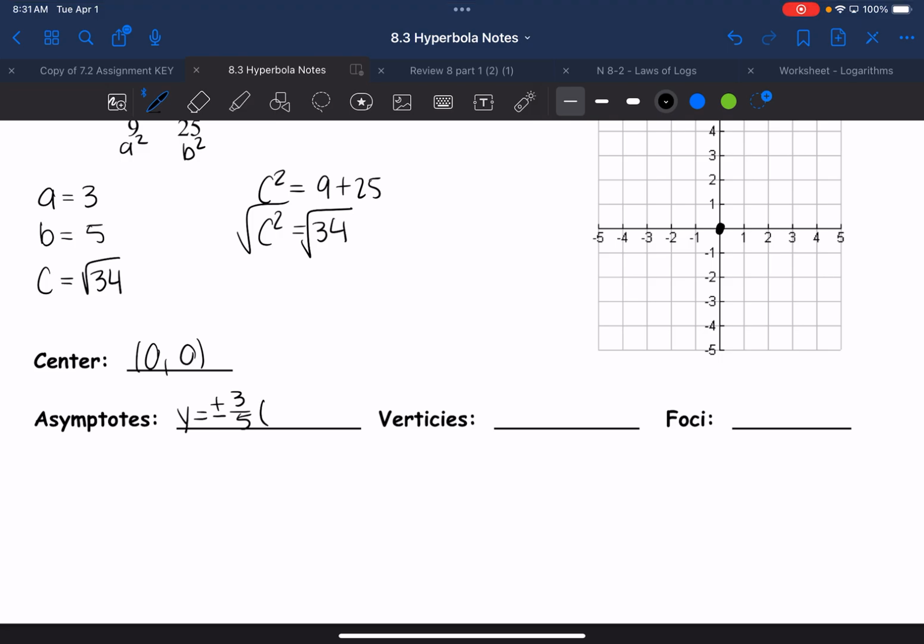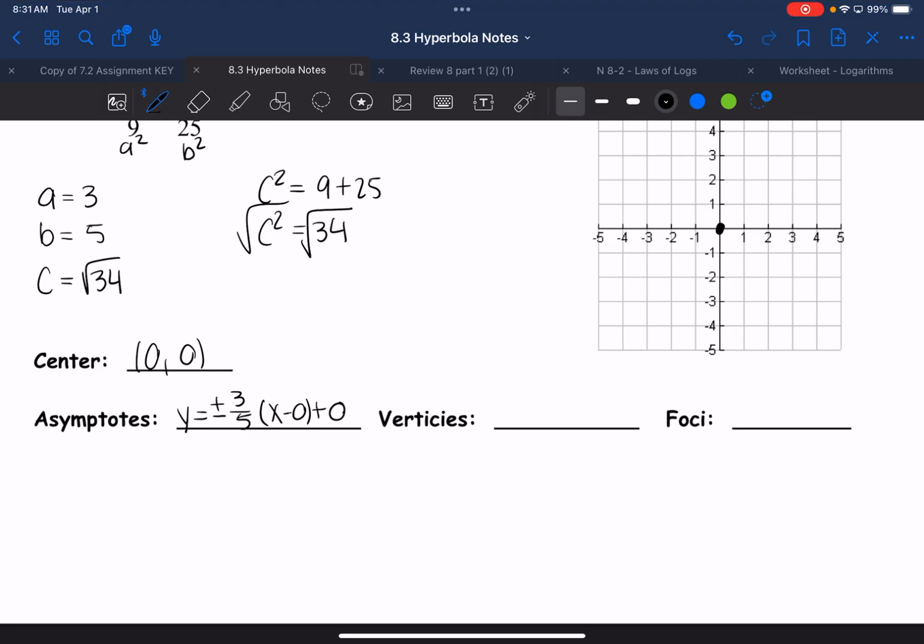Times X minus H. Well, what was our H? 0. Plus K, and what was our K? 0. All right. So in other words, this is really just plus or minus 3/5 X, right? So that means it was not shifted up or down any. And our slope tells us to go up and over 3/5 and then also down and over 3/5.